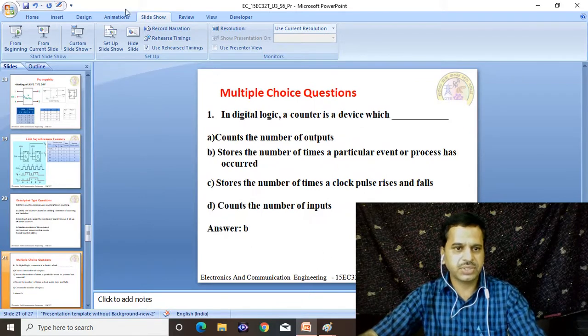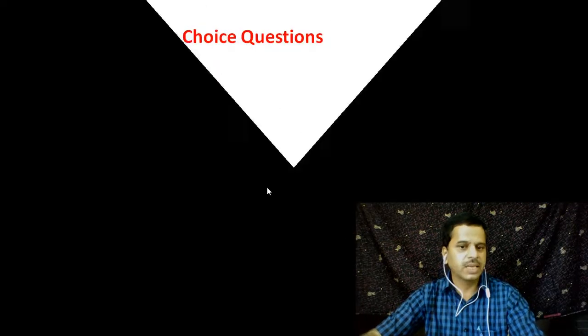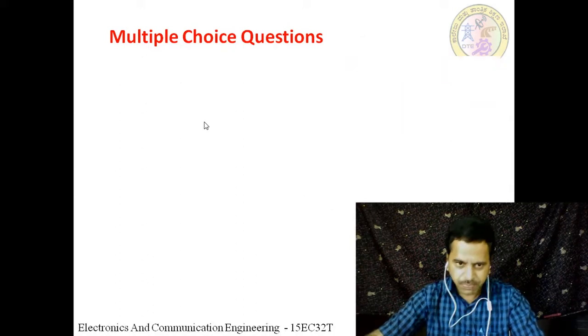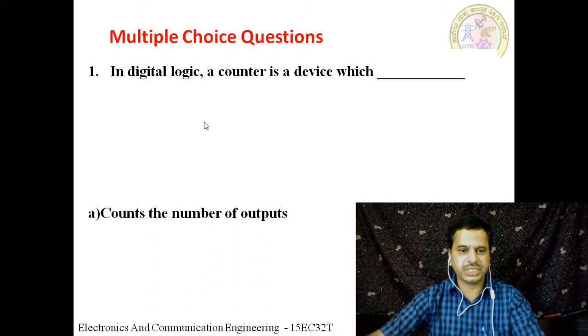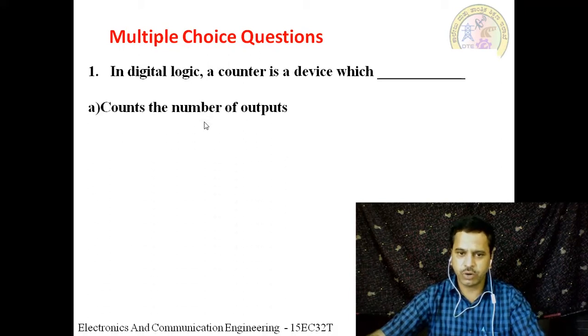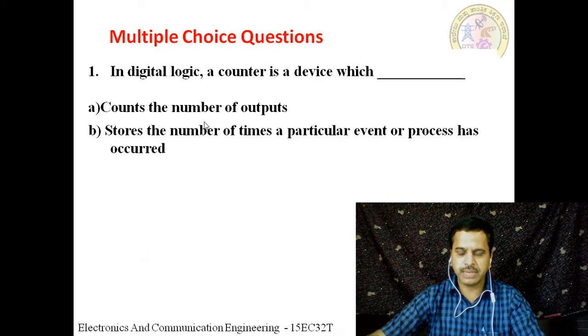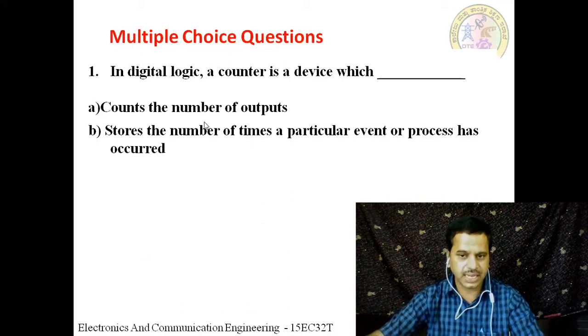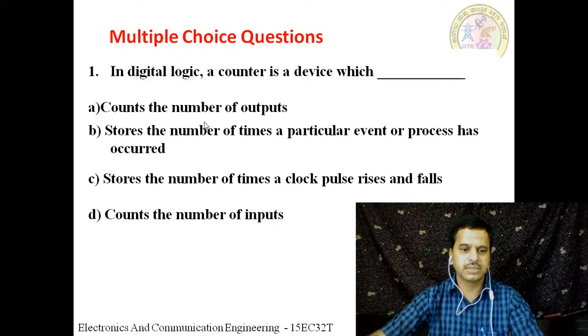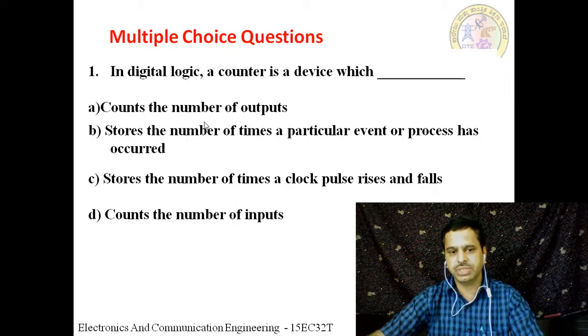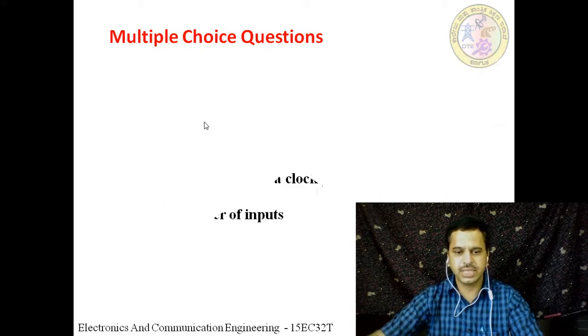Some multiple choice questions, as a recap. In digital logic, a counter is a device which: counts the number of outputs, stores the number of times a particular event or process has occurred, stores the number of times a clock pulse rises and falls, or counts the number of inputs. Which one? It stores the number of times a particular event or process has occurred. The answer is B.